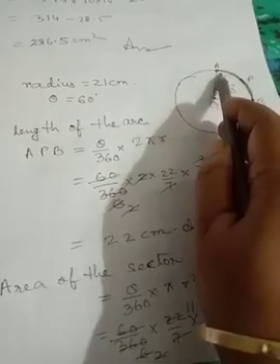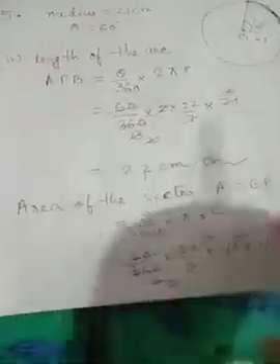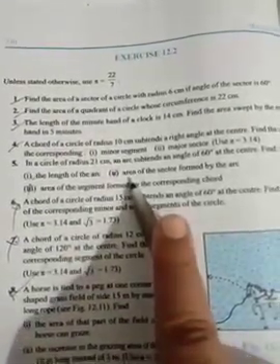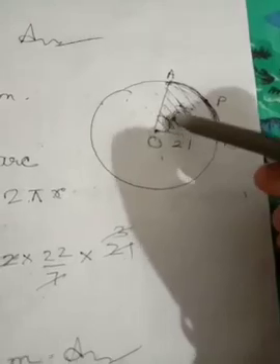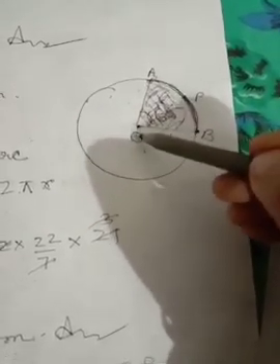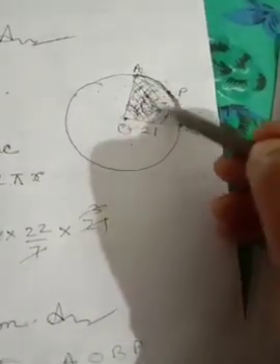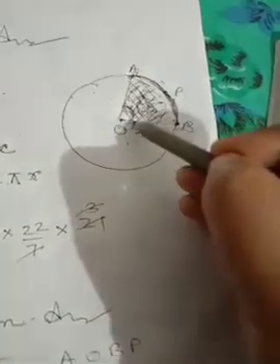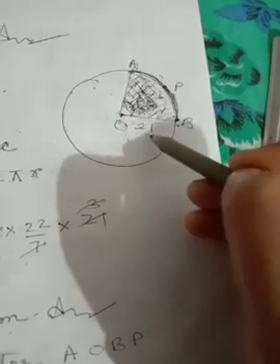Again, the length of the arc APB is equal to 22 centimeter. Now the second part of the question: you have to find out the area of the sector formed by the arc. Here is the shaded region, that means we have to find out the area of the sector. OAPB is the sector. We have to find out the area of this sector, and we know theta is equal to 60 degree and the radius is 21 centimeter.